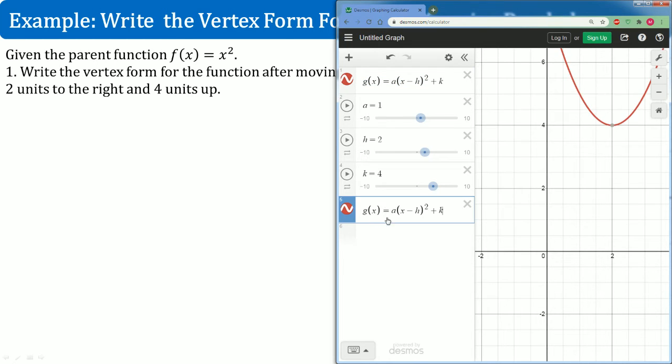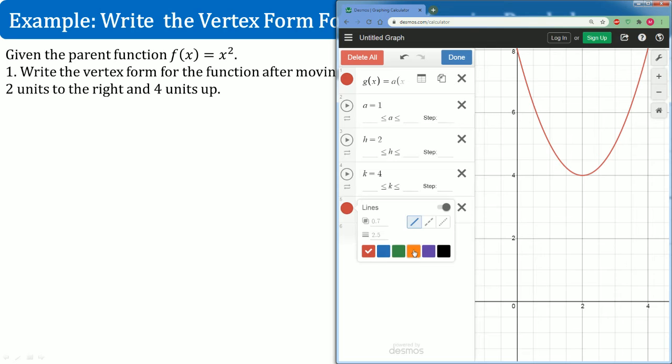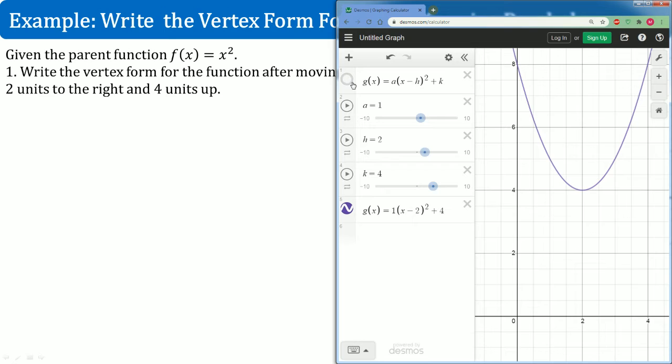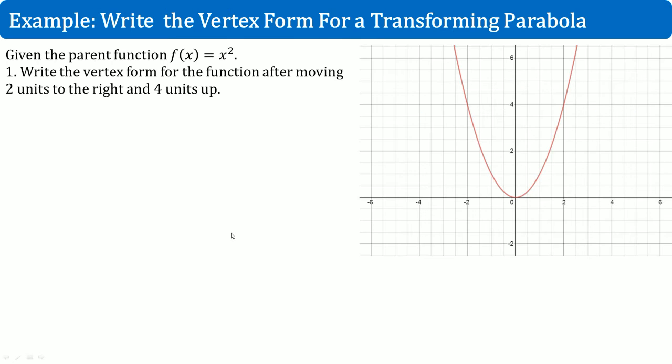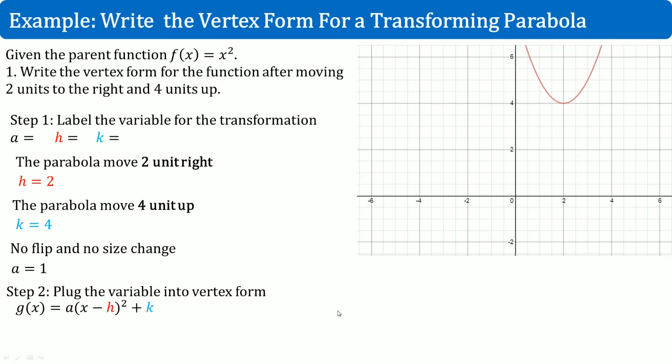I'm just going to paste the vertex form here. Now put in the values that I saw. a was equal to 1. Replace h with 2 and replace k with 4. Notice that my parabola matches. My original was red, and the one I figured out once I plugged it in was purple. So it matches up. Here you go. Those are the steps if you would like to see it.